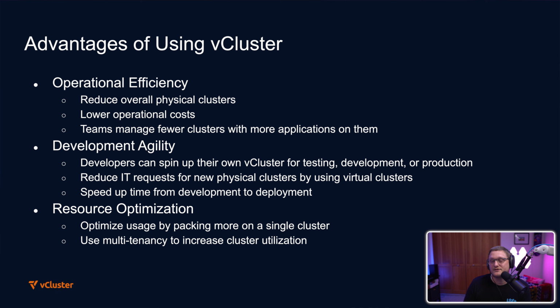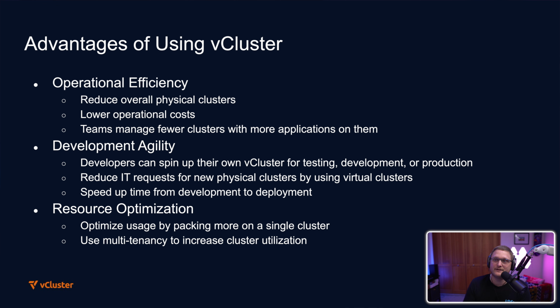Advantages of using vCluster: operational efficiency, reduce overall physical clusters, lower operational costs, teams manage fewer clusters with more applications on them. Being able to reduce the amount of physical clusters that you're running makes it a lot easier for your platform team to manage these clusters and give access to these clusters without having to give permissions within AWS and all these other things. Instead, you're just creating a virtual cluster and then handing off a kube config and then giving users access.